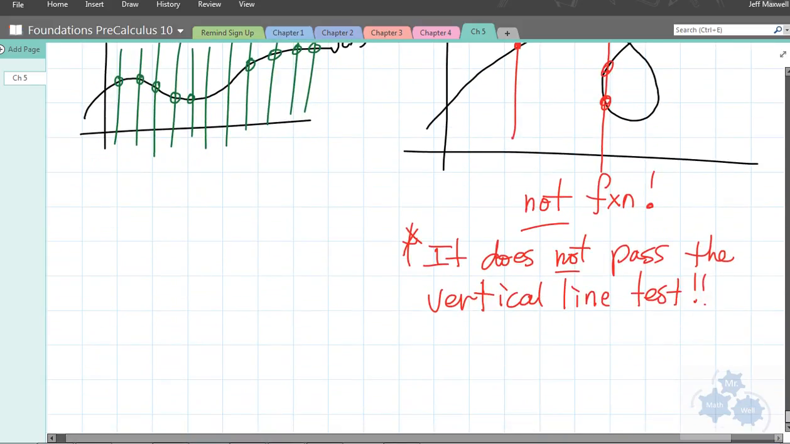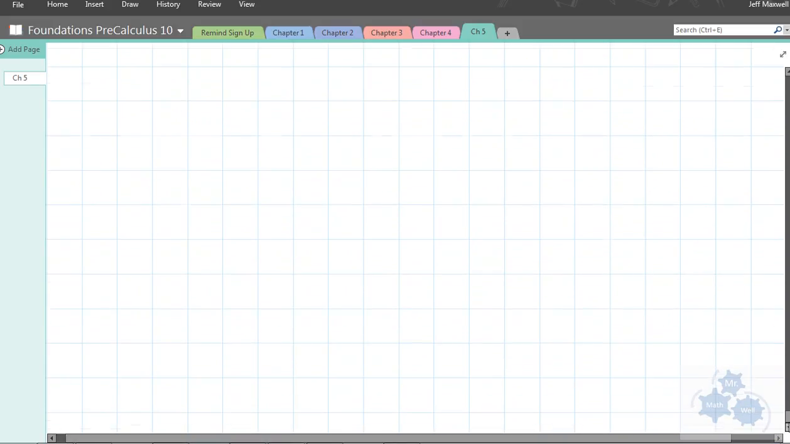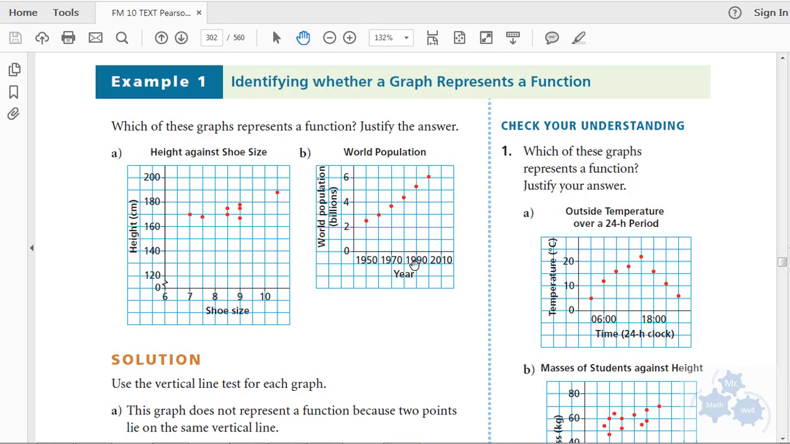All right, as we move on, let's take a look at our text. Example 1. Which of these graphs represent a function? Justify your answer. If you were to look at these graphs real quickly, could you tell me A or B? Which one's a function? Which one's not? B is, and A is not. Why? Because if you were to draw a vertical line right here, boom, you'd hit 3 points. Over here, you'd hit 2.